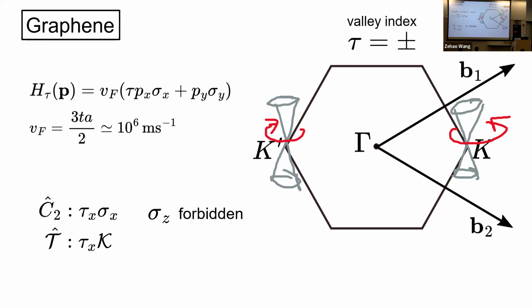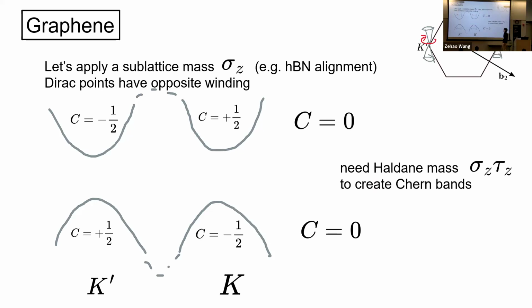There are also some important symmetries, for example C2 and time reversal. Let me point out that C2, the in-plane rotation symmetry, forbids a sublattice mass, or sigma z, because it violates C2. This term would have opened up gaps at the Dirac points in your band structure. But say, just for curiosity, you were to break the C2 symmetry, for example by aligning with an hBN substrate. This would impose a sublattice mass, sigma z, and this would gap out the Dirac points, as you can see here.